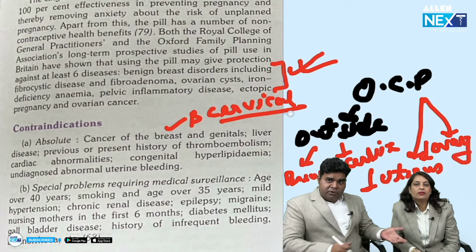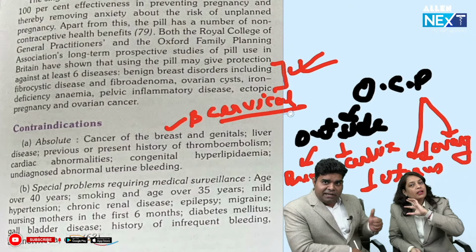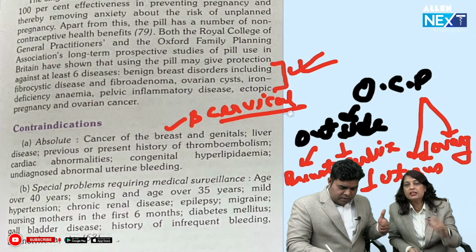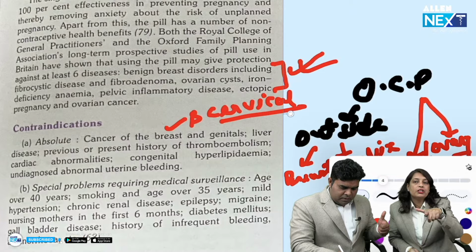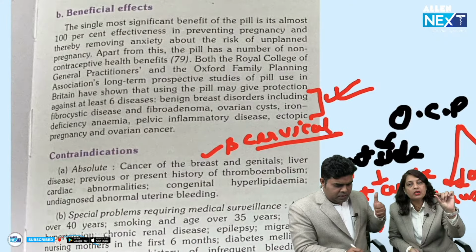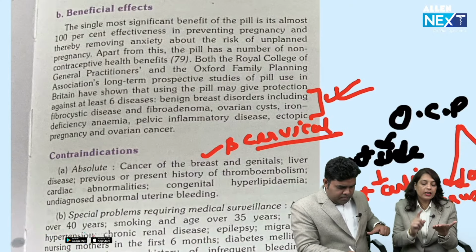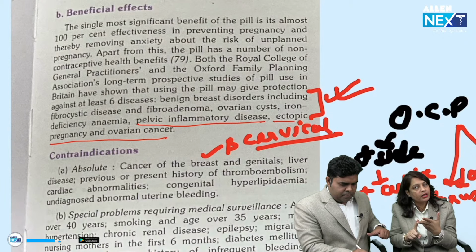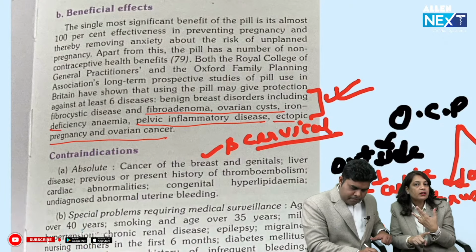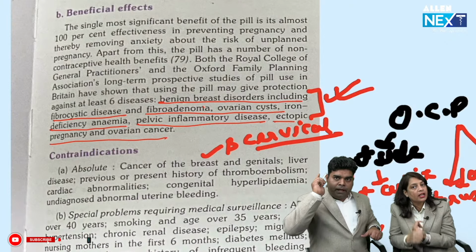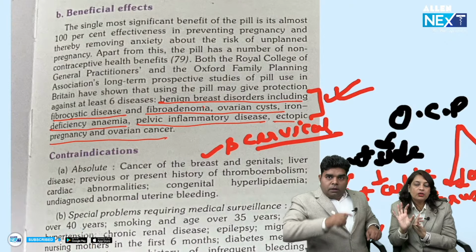ma'am was telling it before starting the session. I think she can brief it very well. It eliminates the possibility of ectopic pregnancy. Why? Because no ovulation, no chance of ectopic pregnancy. It corrects anemia because it causes endometrial atrophy. Then protection against benign breast diseases, ovarian cyst, ovarian cancer, endometrial cancer, colorectal cancer, trophoblastic tumors and choriocarcinoma.